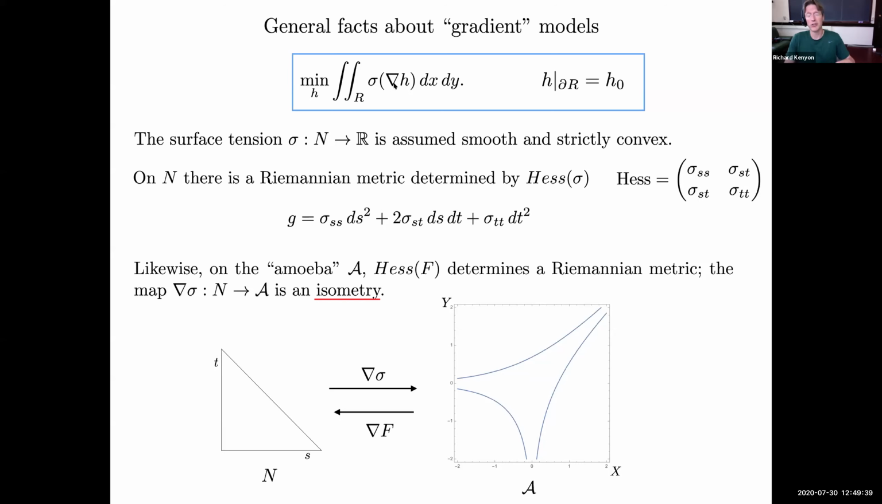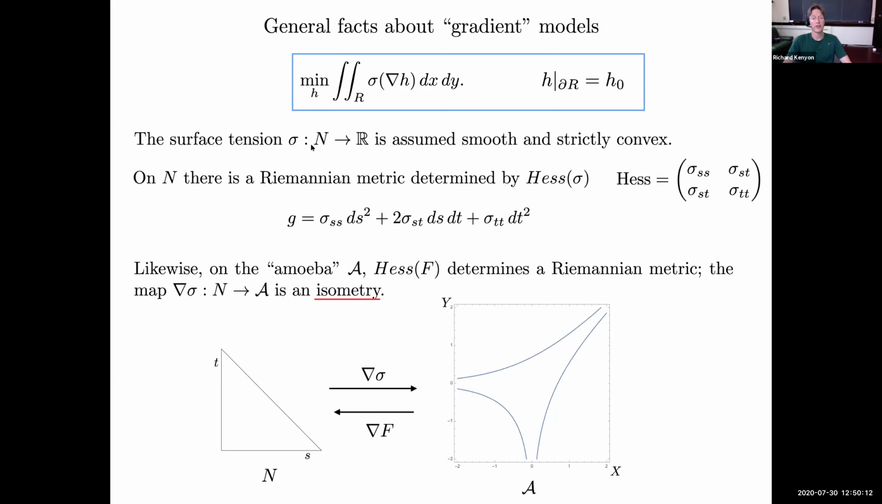Other models where you include gravity or whatever are not going to fall into the context of today's talk. All right, and just for simplicity, we're going to assume that the surface tension is smooth, strictly convex, and in fact, we're going to need a slightly stronger condition, a certain uniform ellipticity in the interior, but I'm not going to worry too much about that. It's a mild extra condition.